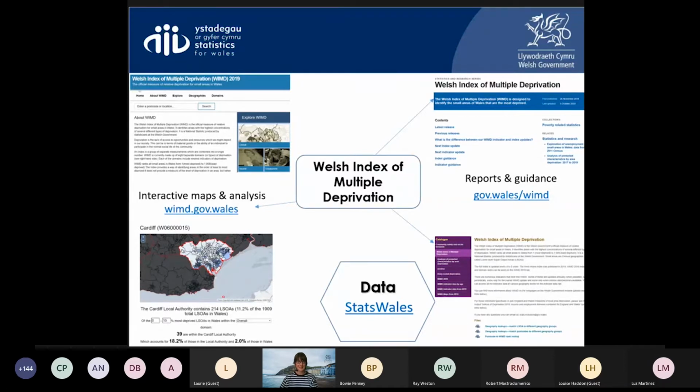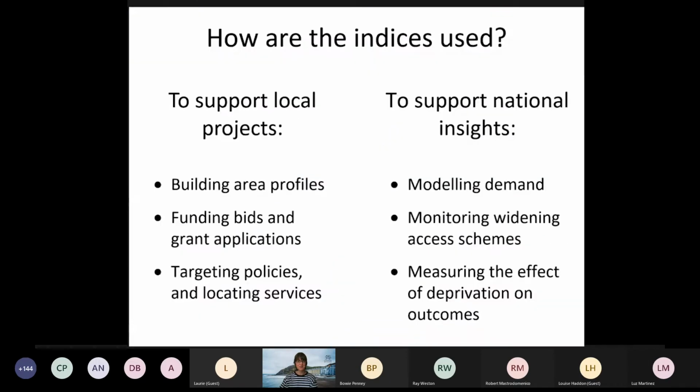Next slide, please. So a few slides exploring how the indices are used. They can inform both local and national level work, with some key examples listed on the slide. To support local projects, the indices are used across sectors wherever there's a need to identify or evidence areas with the most disadvantaged communities. And the first example there, building an area profile, is the most straightforward use, as each producer publishes tools where you can search postcode or area name and find maps and stats that can be reused. I'll talk a bit more about targeting policies with an example in a while.